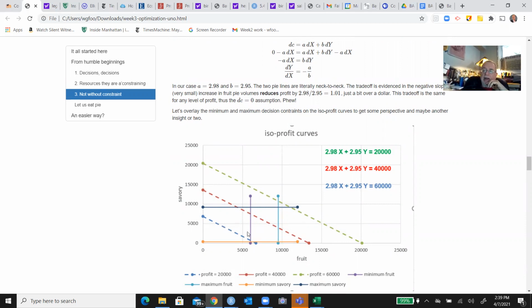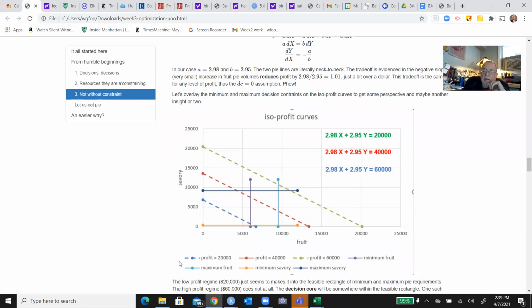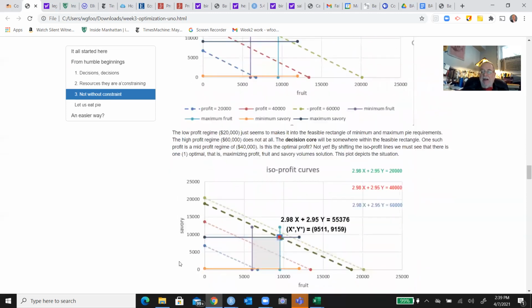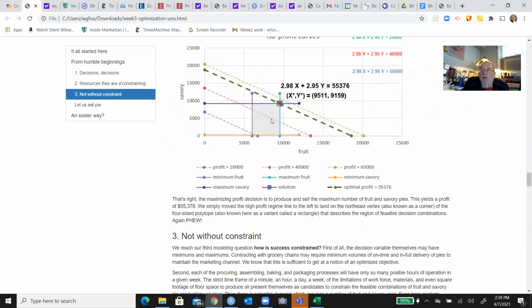Well, look what's inside here. The profit line with these two constraints. Okay, only this box is important. Then we get there. I can actually solve this just like this by moving one of the profit lines over to the maximum profit combination of savory and fruit. It is as simple as that. And that is what the algorithms do.